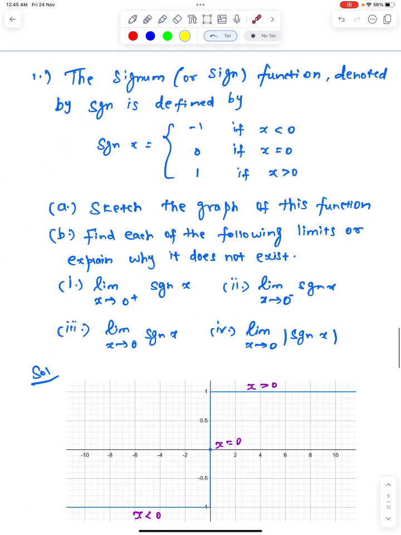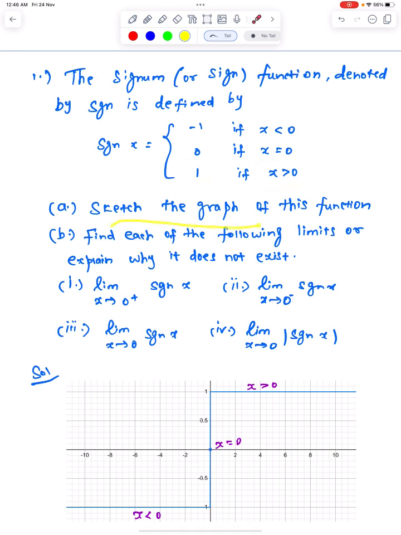All right, now let us look at some more functions. An interesting one is called the signum function or sign function. What is the signum function? It is defined by SGN of x. It's not the sine in trigonometric functions, it is SGN. SGN of x equals -1 when x is less than 0, 0 when x is equal to 0, and +1 when x is greater than 0.